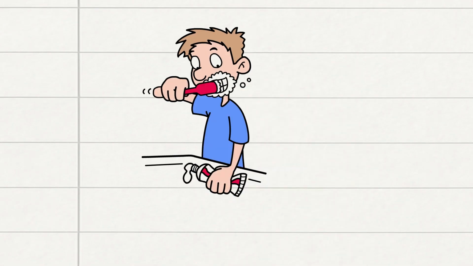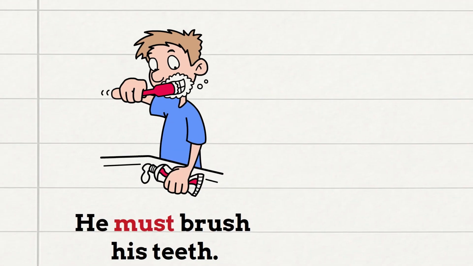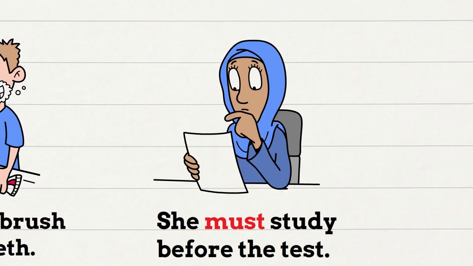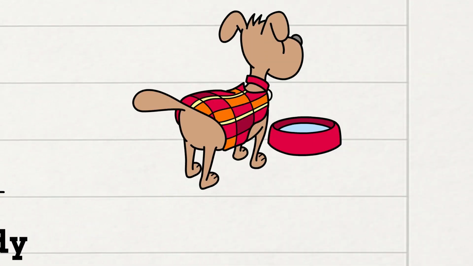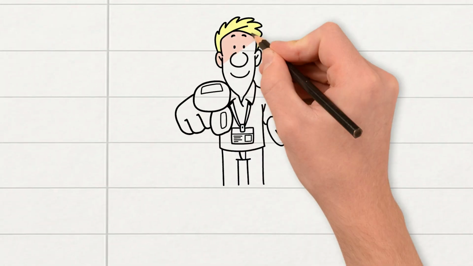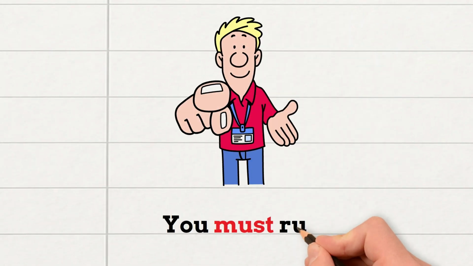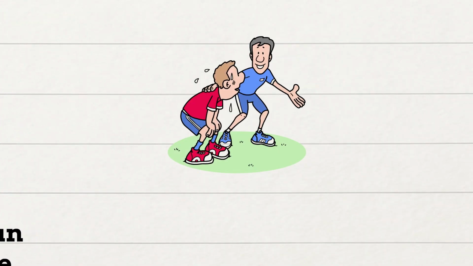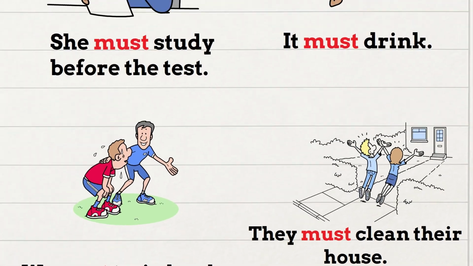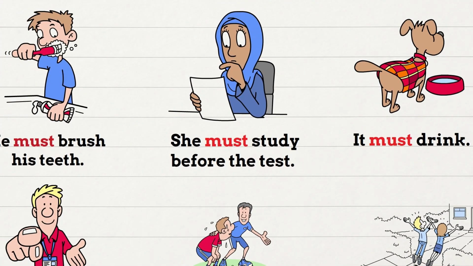Let's take more examples now using other pronouns. He must brush his teeth. She must study before the test. It must drink. You must run fast in a race. We must train hard. They must clean their house. This is all about forming a positive sentence using must.